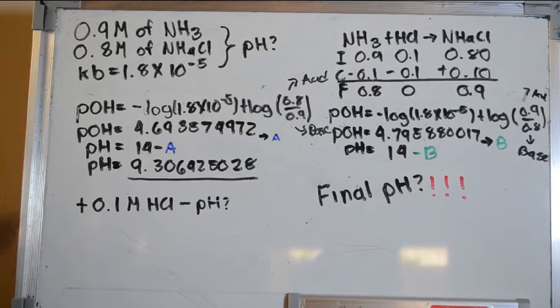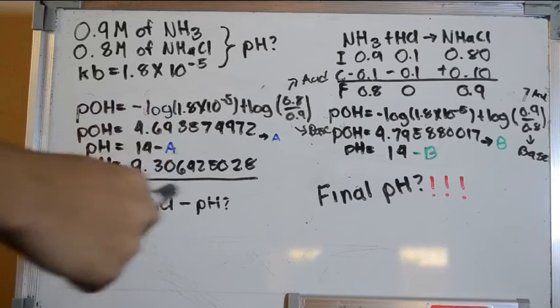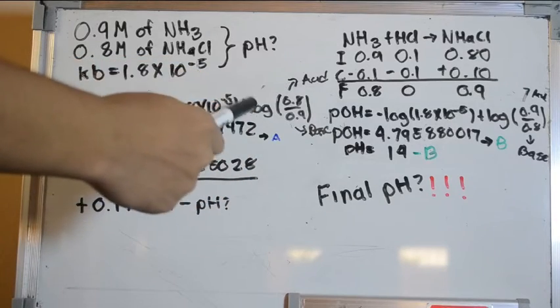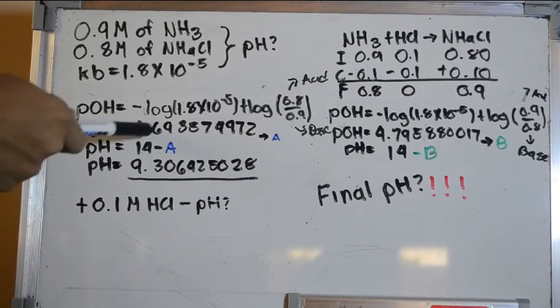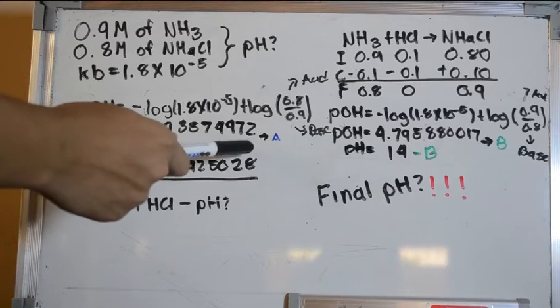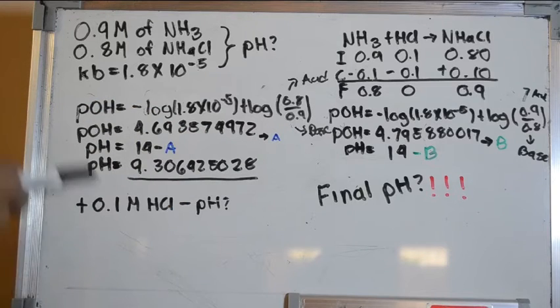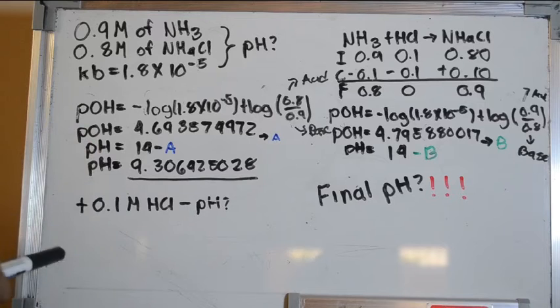First, we use the Henderson-Hasselbalch equation for bases. We compute for pKb, then here, with the base and its conjugate acid, we compute. The final pOH is 4.693874972. Now, we will input that into letter A. To find the pH, we subtract letter A from 14. This is the final pH.